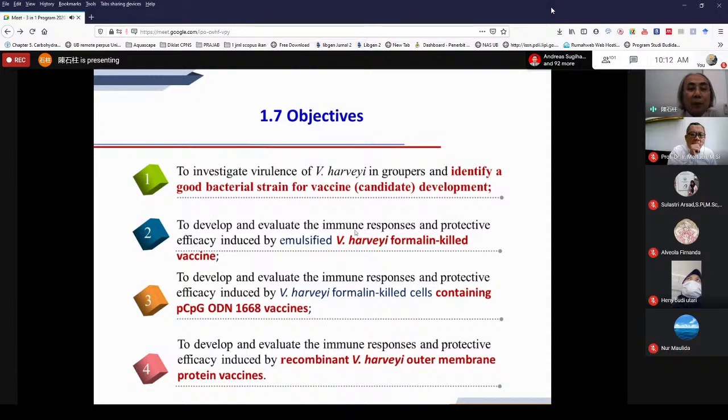They develop and evaluate the immune response and the protective efficacy induced by the emulsified Weevil Harvey formalin-killed vaccine, okay? To develop and evaluate the immune response and the protective efficacy induced by the Weevil Harvey formalin-killed cell containing the CpG ODN1668 DNA vaccine, DNA adjuvant. Okay, develop and evaluate the immune response and the protective efficacy induced by the recombinant Weevil Harvey outer membrane protein vaccine.